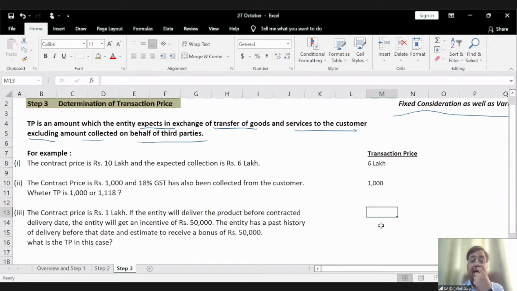But the entity has a past history. The entity has a past precedent of delivery before that date. The entity has always delivered before that date and estimates to receive a bonus of rupees 50,000. What is the transaction price in this case?